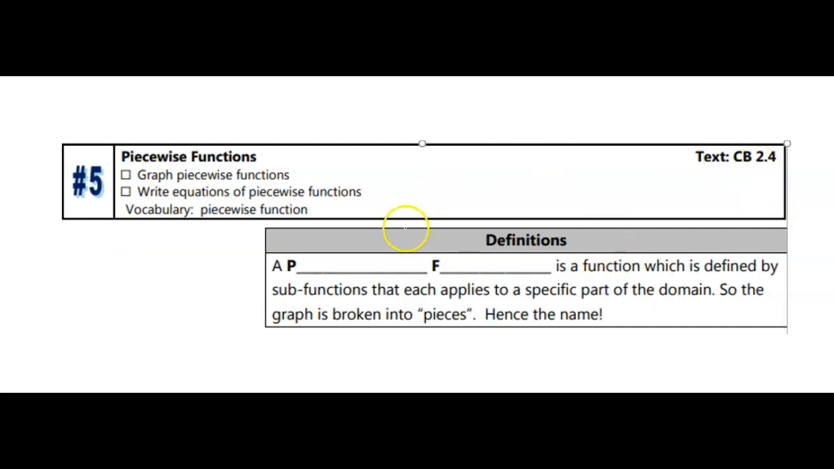So let's get started. A piecewise function is a function which is defined by sub-functions that each apply to a specific part of their domain. So the graph is broken into little pieces. This is why it's called a piecewise function. You have this graph that's broken into little pieces or parts, and that is called a piecewise function.